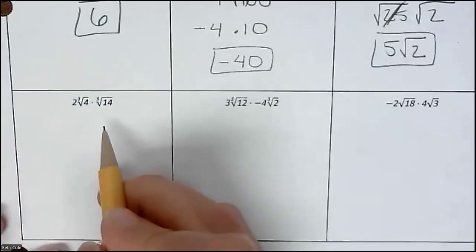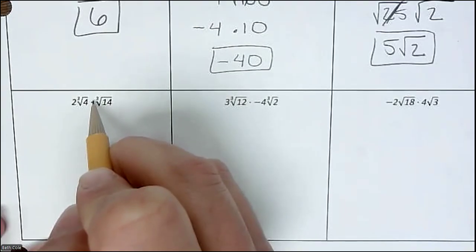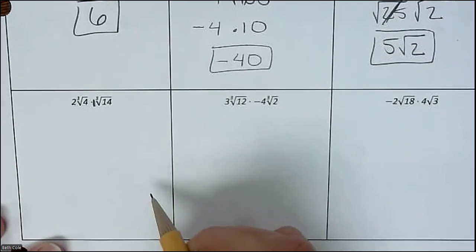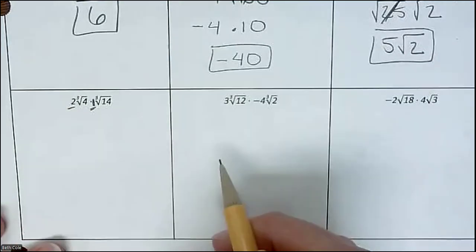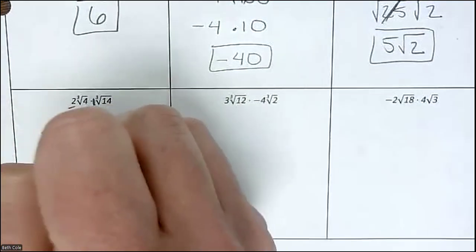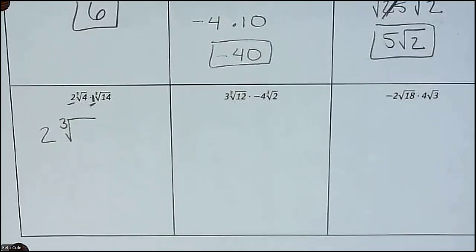All right, these ones are cube roots. Do you see anything in front of this cube root of 14? Is there anything there? No, that means it's a 1 if you'd like to stick a 1 there. So you're going to multiply the coefficients, which is 2 times 1, which is just 2. Put your cube root, and you're going to multiply 4 times 14.